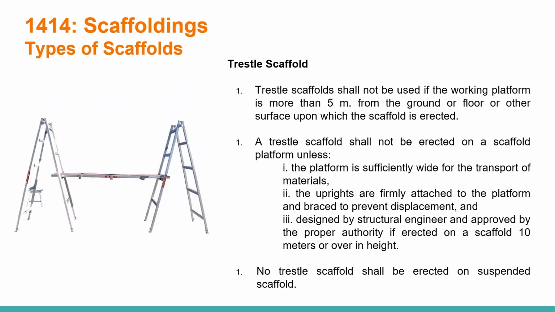Next is the trestle scaffold. A trestle scaffold shall not be used if the working platform is more than 5 meters from the ground or floor or other surface upon which the scaffold is erected. A trestle scaffold shall not be erected unless the platform is sufficiently wide for the transport of materials, the uprights are firmly attached to the platform and braced to prevent displacement, and it is designed by a structural engineer and approved by the proper authority if erected at 10 meters or over in height. Also, no trestle scaffold shall be erected on a suspended scaffold.